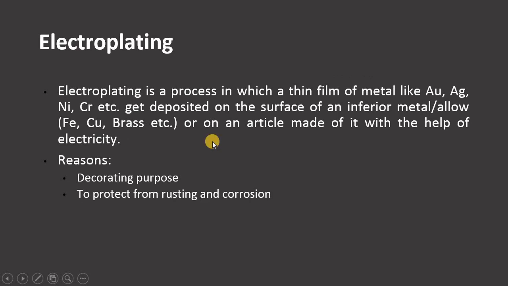Now, what is electroplating? Electroplating is a process in which a thin film of metal like silver, gold, nickel, chromium, etc. gets deposited on the surface of an inferior metal or alloy, like metals such as iron, copper, and alloys like brass, or on an article made of it, with the help of electricity.